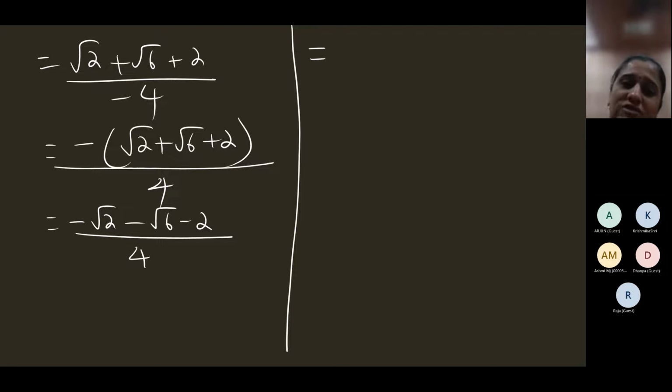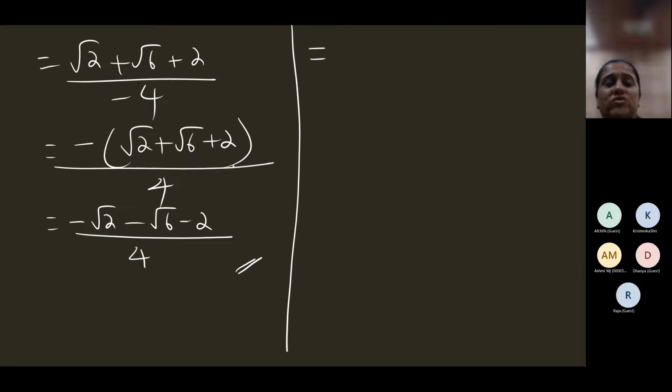So the denominator minus 4 becomes plus 4. And see the numerator. Every term will take the opposite sign. You're changing the sign for all the terms in the numerator and the denominator. That's all it is.